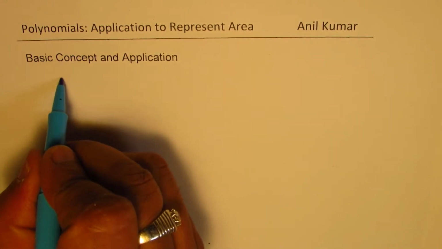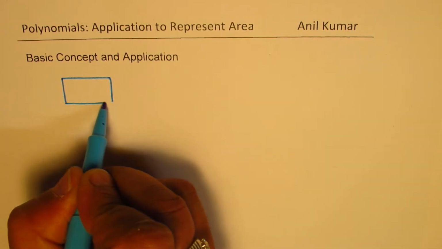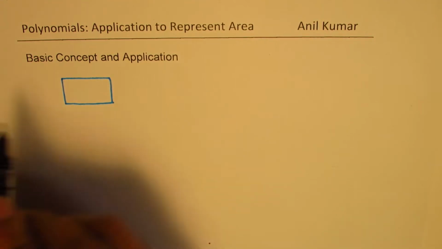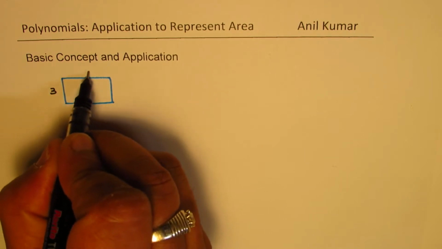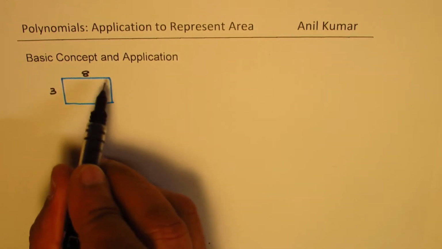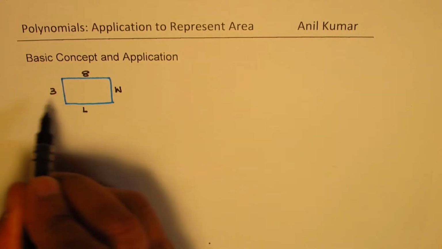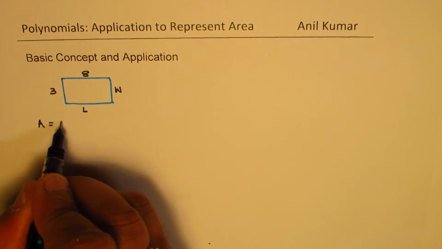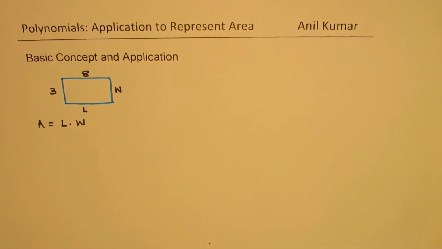We learned that the area of a rectangle can be found by multiplying length and width, right? So let us say we have a rectangle whose length is 8 and whose width is 3. In that case, area equals length times width. Now when I write dot, it means multiplication.